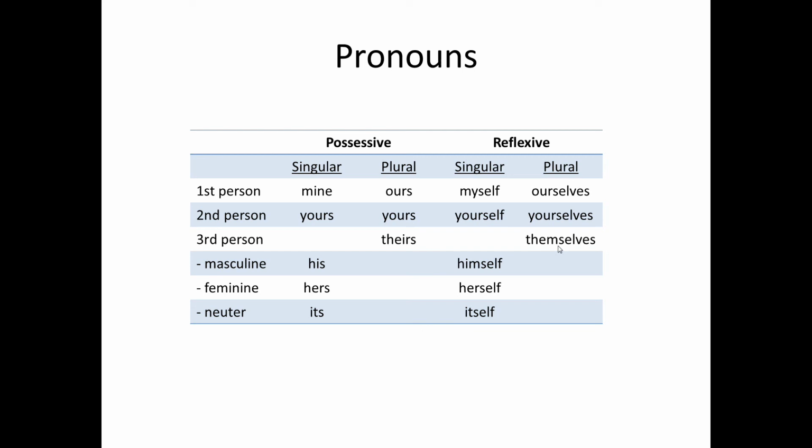Reflexive pronouns are used when the object of the clause is the same as the subject of the clause. Now, that explanation might sound a little complicated, but all it really means is sentences like, you hit yourself, or she saw herself in the mirror.